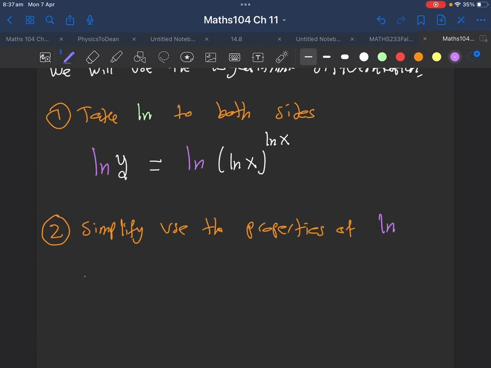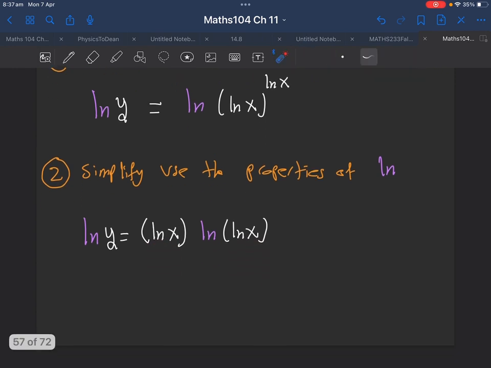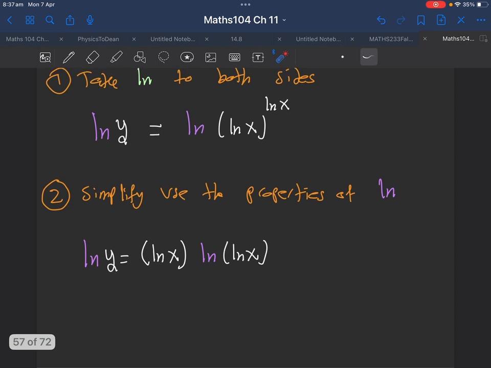What we will get is ln y equals, first of all, the power is ln x, and then we have another ln x. Remember, here we have to be careful. We have ln x and ln x. So just keep it like this.